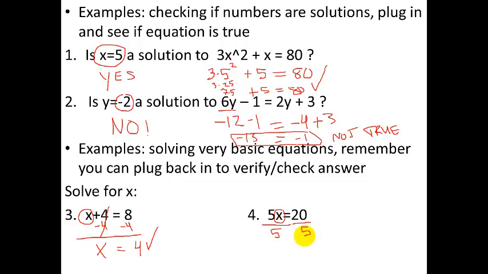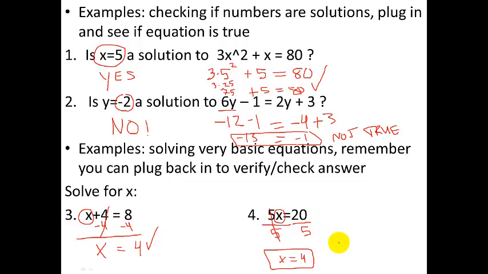We'll talk about the golden rule in solving equations a whole bunch more coming up, but this is just a very, very basic introduction, hopefully something you've already seen before. On this side, 5 divided by 5 cancels out. So we get our solution, x equals 20 divided by 5, which is 4. And of course, if you plug this back in, 5 times 4 is 20.